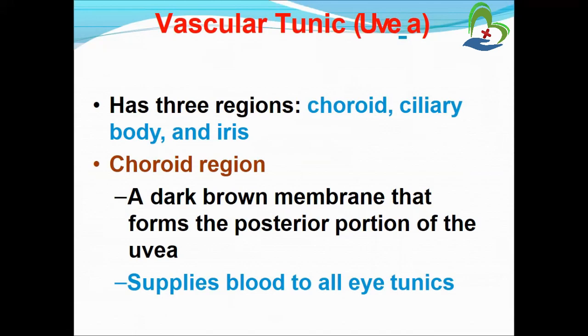The choroid is a dark brown membrane which forms the posterior portion of the uvea, and it supplies blood to all the eye tunics. This is the main function of the choroid region. It appears in our eye as that dark brown membrane, forms the posterior portion of the uvea, and supplies blood flow to all the eye tunics.